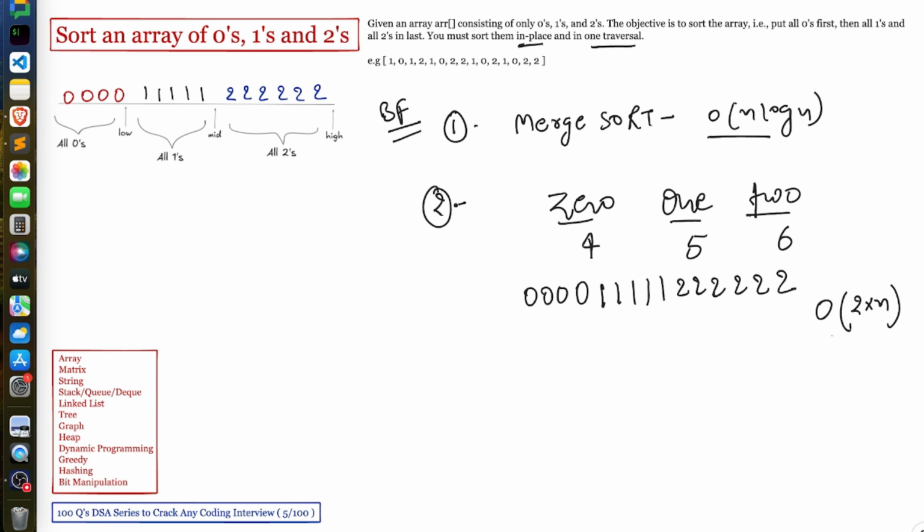And one more thing, in this second approach we are not doing it in place. In place means you modify or do the operation in the same array itself. You shouldn't use any extra variable for that. But in this approach we are not following the objective of the problem, because we have to do this sorting in place and in one traversal, right? So in order to solve this problem in place and one traversal, we will use a very famous algorithm called Dutch national flag algorithm. Let's see how it works.